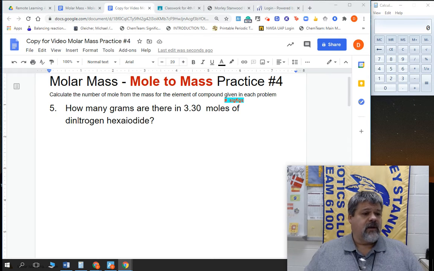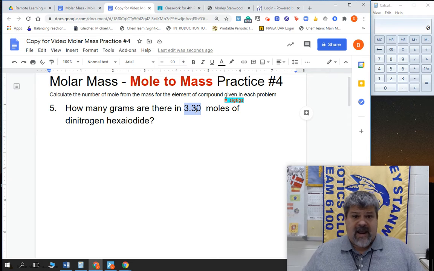So let's go ahead and read the question, and it says how many grams are there in 3.30 moles of dinitrogen hexaiodide? Okay, so first thing we need to do is figure out how many significant figures we need in our answer. If we look at these three right here, numbers are always significant. So zeros are the ones that we're going to worry about. And the rule for this is it's trailing and there's a decimal. It has to have both of them.